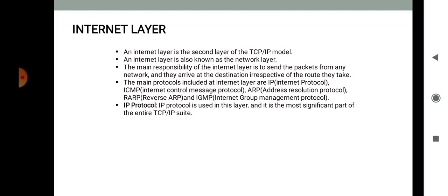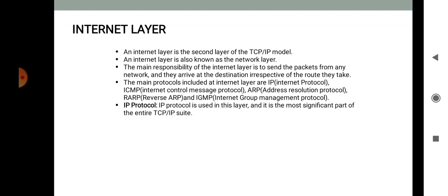The main responsibility of the internet layer is to send packets from any network so that they arrive at the destination irrespective of the route they take. This internet layer is also known as the network layer. The main protocols included in the internet layer are IP, that means Internet Protocol, then ICMP, Internet Control Message Protocol, ARP, Address Resolution Protocol, RARP, that means Reverse ARP, and IGMP, that means Internet Group Management Protocol.